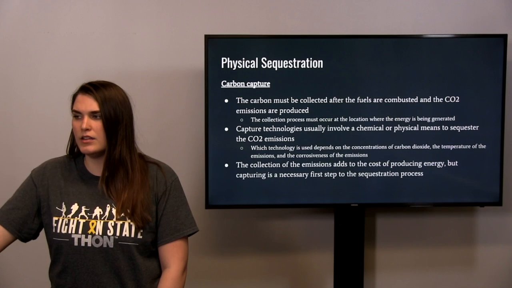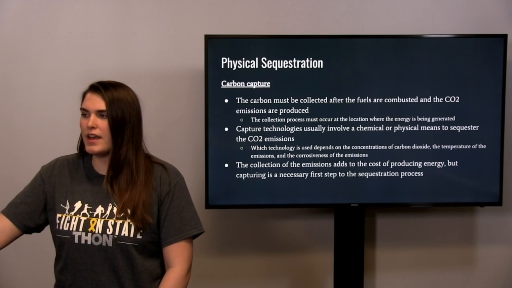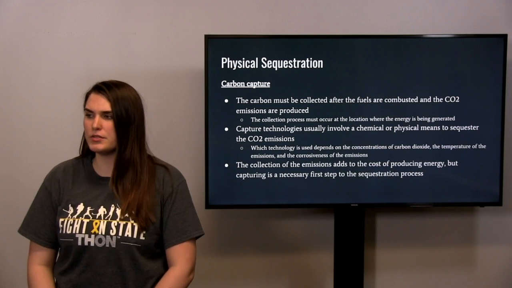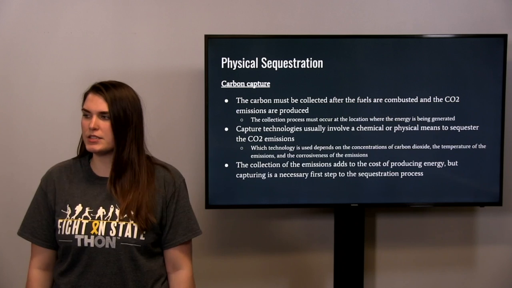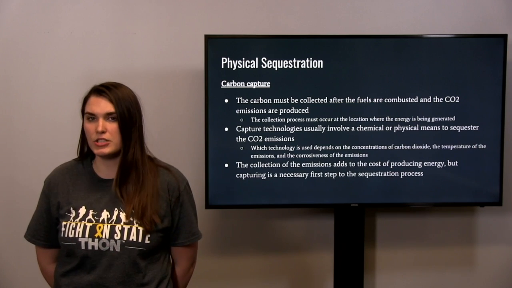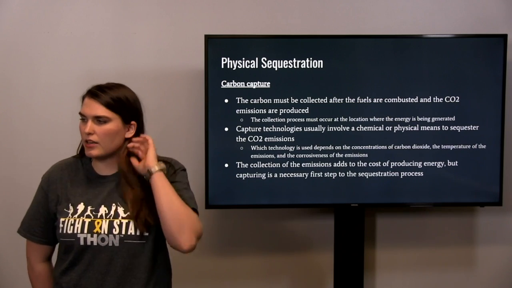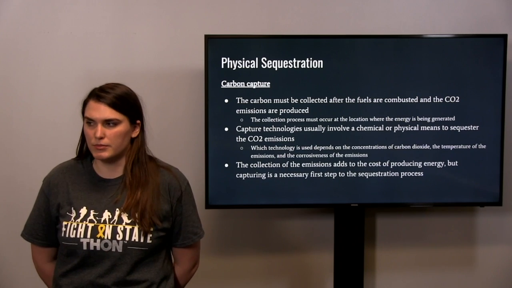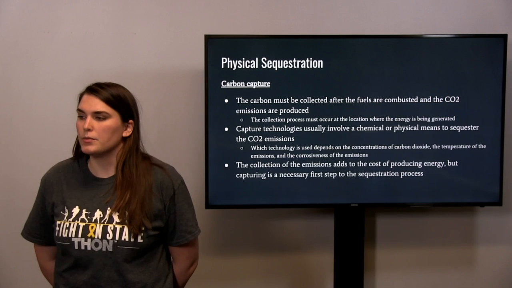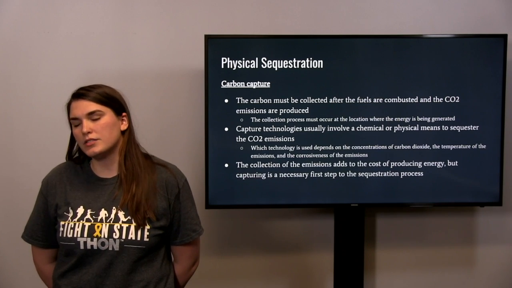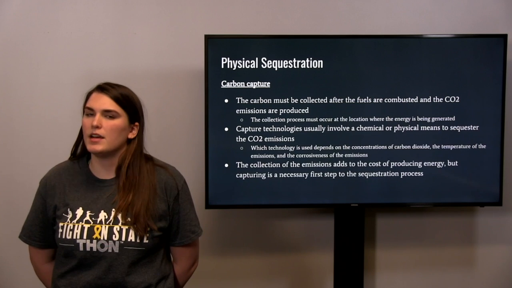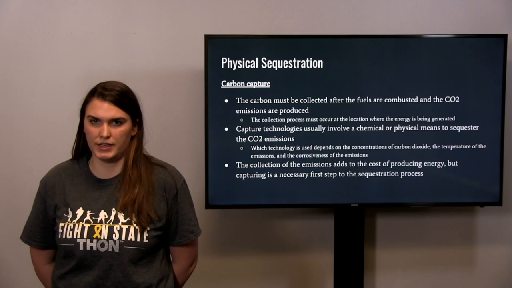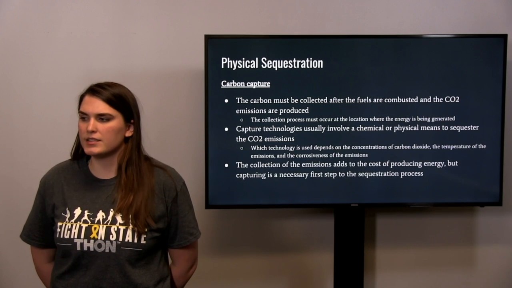eventually. So the first step is carbon capture, and carbon must be collected after the fuels are combusted and the CO2 emissions are produced. This collection process must occur at the location where the energy is being generated. The capture technologies usually involve a chemical or physical means to sequester the CO2 emissions, like we talked about before. Which technology is used depends on the concentration of carbon dioxide, the temperature of the emissions, and the corrosiveness of the emissions, so how much sulfur or nitrogen is present in the flue gas.